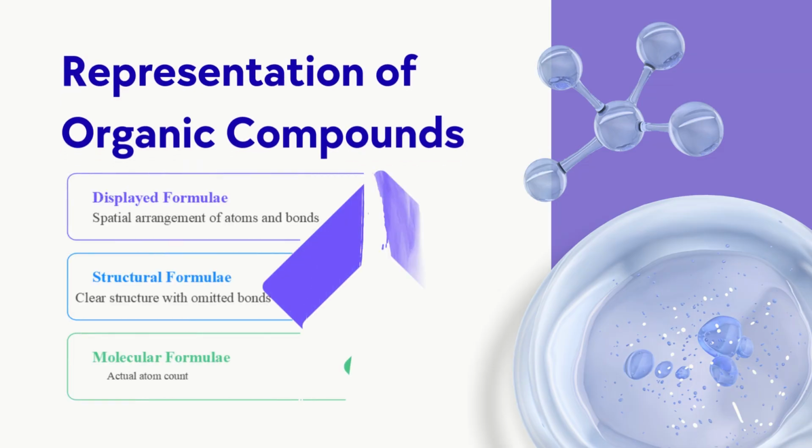Ever seen a chemical name like ethanol and wondered, what does that molecule actually look like? In organic chemistry, we use different types of formulae to answer that exact question. Molecular formulae. The molecular formula is the actual number of atoms of each element in a compound. Displayed formulae. The displayed formula shows the spatial arrangement of all the atoms and bonds in a molecule. Structural formulae. In structural formulae, enough information is shown to make the structure clear, but most of the actual covalent bonds are omitted.